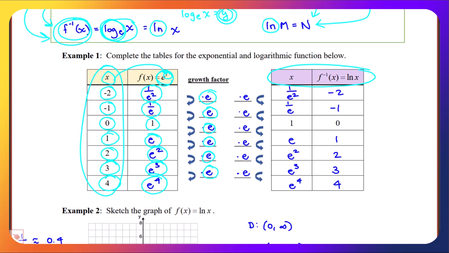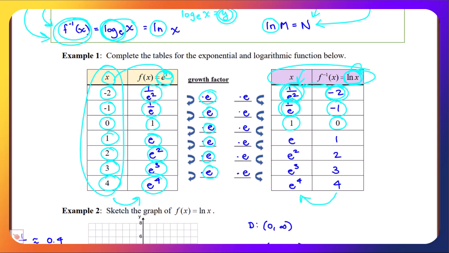Here is the inverse function. If x is 1 over e squared, what made 1 over e squared? Well, the exponent of -2 made 1 over e squared, because this is asking what is the exponent that makes this. How do I make this? Exponent of -1. How do I make this? Exponent of 1. Again, the exponent of e that gives us x.